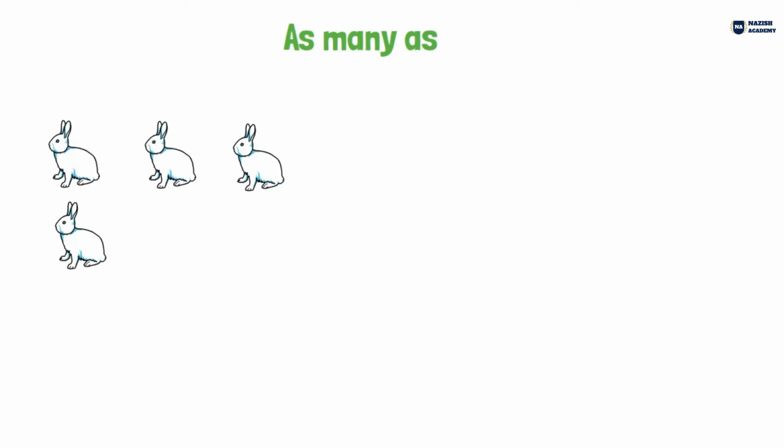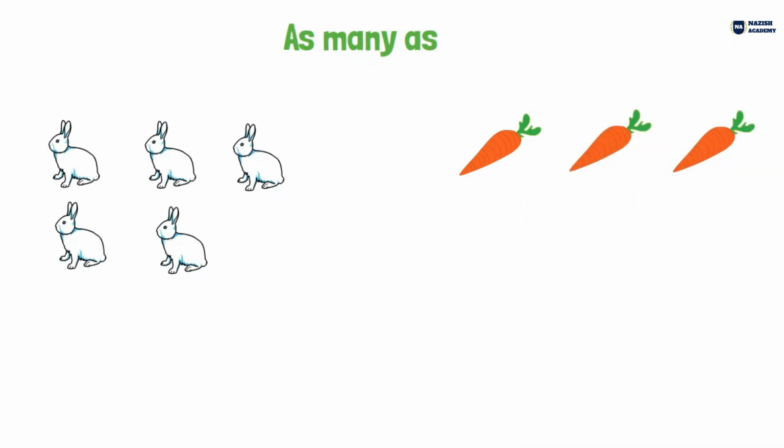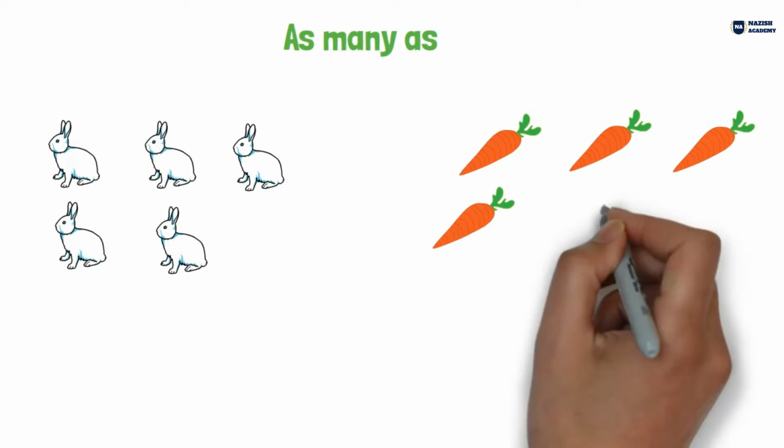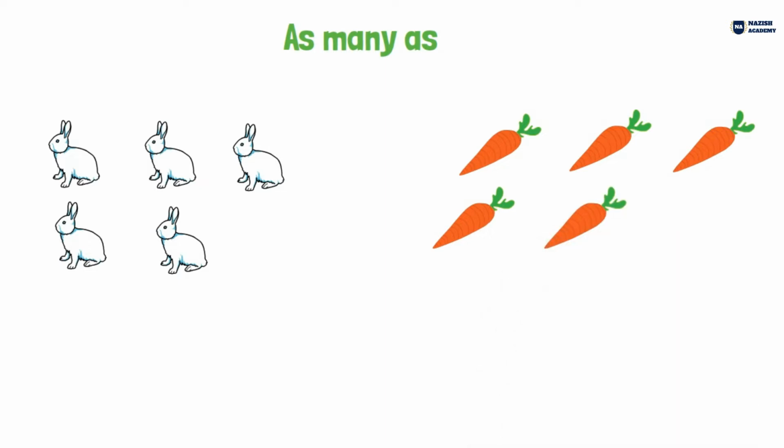As many as. This is a rabbit. 2 rabbits, 3 rabbits, 4 rabbits, and 5 rabbits. This side 5 rabbits. 1 carrot, 2 carrots, 3 carrots, 4 carrots, and 5 carrots. There are 5 carrots.